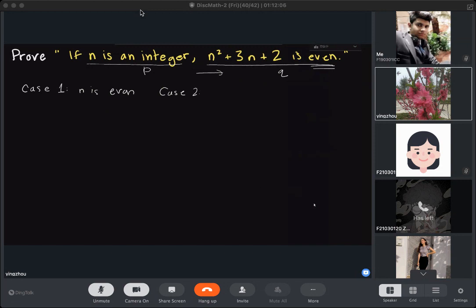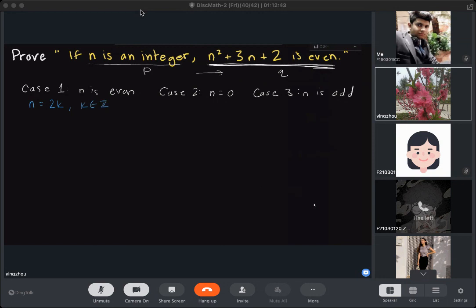Case 2, n is 0. And again, I'm using 0 because 0 is not considered even or odd. And then case 3 is n is odd. Because based on what I'm trying to prove, that something is even, I know that what I plug into it may have some effect on the outcome. So if I start with case 1, I'm saying n is even. So therefore, n is equal to 2k for some k that is an integer.